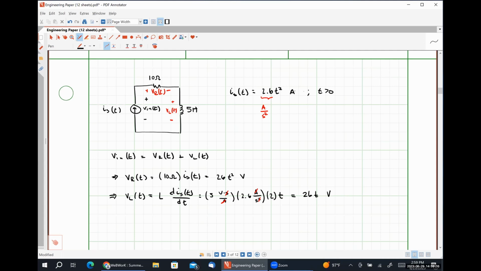And when I add those results together, I wind up getting 26 times t squared plus t volts as the voltage drop across my current source. So we're not doing anything particularly new here other than this derivative-based relationship to help us understand how the inductor behaves. But all of our actual circuit analysis is stuff that we've done before. Kirchhoff's voltage law, Ohm's law, things like that.